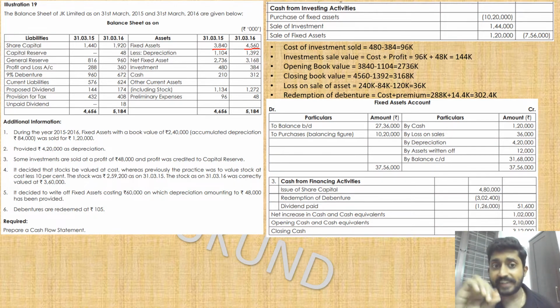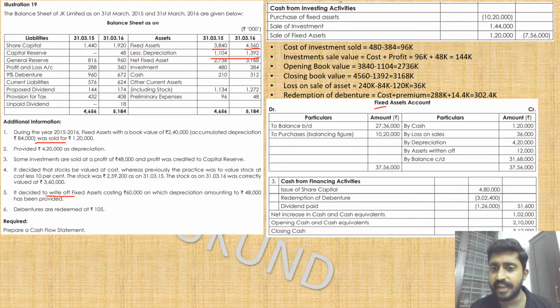So some purchases of fixed assets have happened, but some fixed asset sales have also happened, fixed asset written off has also happened, and depreciation has also happened. So in order to avoid confusion about what the purchase of fixed assets is, we will open a fixed assets account and pass all the entries.